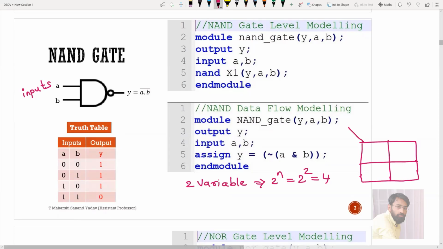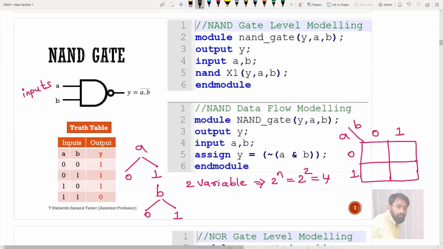So inputs are A and B. So this is A, this is B. Next, A can have 0 or 1. Similarly, variable B can have 0 as well as 1. So that's why I'm writing here 0, 1, 0, 1.